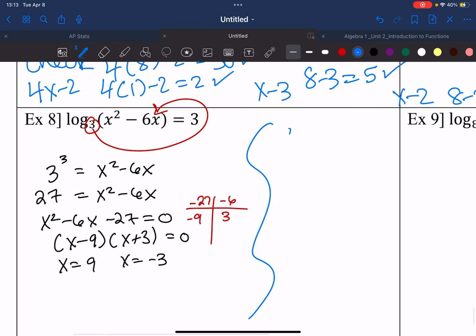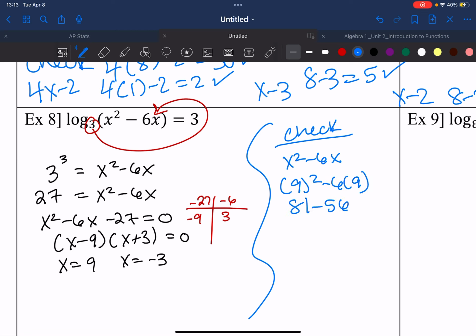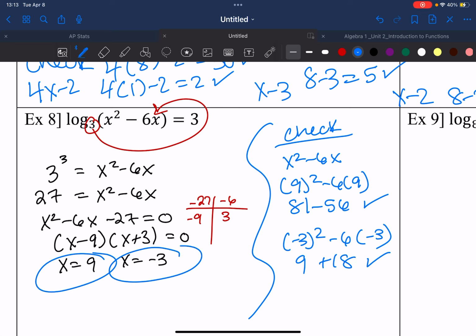Now I check. And I just have to check that x squared minus 6x. So 9 squared minus 6 times 9 is 81 minus 54. That's good. Negative 3 squared minus 6 times negative 3 is 9 plus 18. That's good. So now we have two answers for number 8.